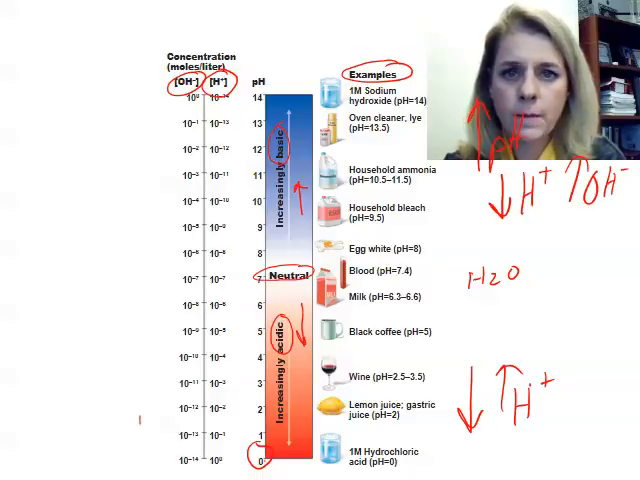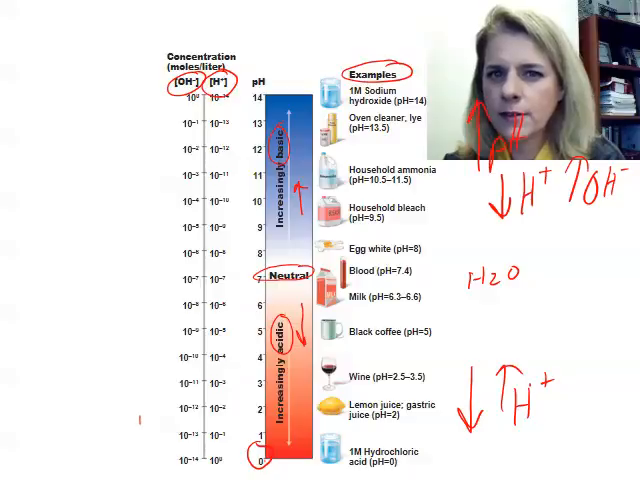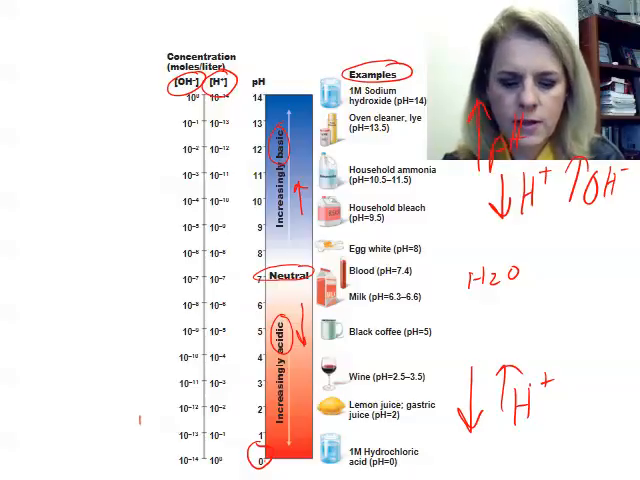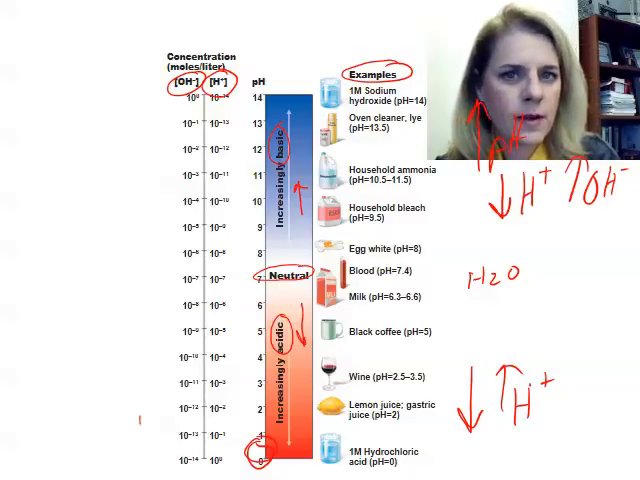Okay, does it make sense? Let's think about this. It seems a little backwards. So remember, the more hydrogen ions, the more acidic it is, but the lower the number means it's a higher acidity. I know that's kind of confusing. You have to think about it for just a little bit.